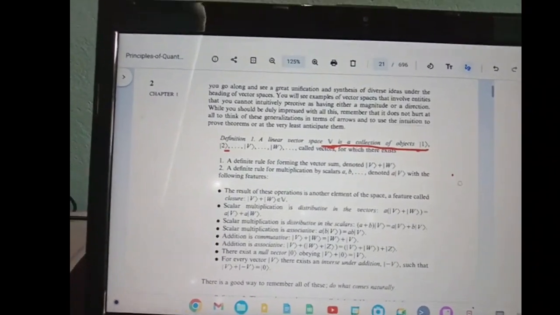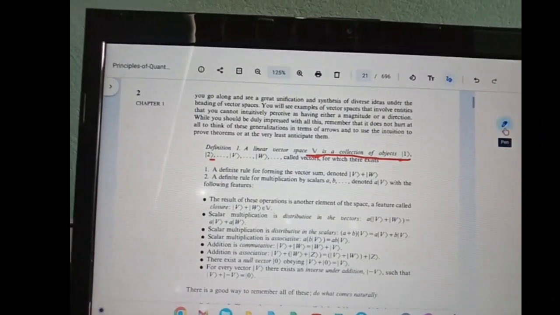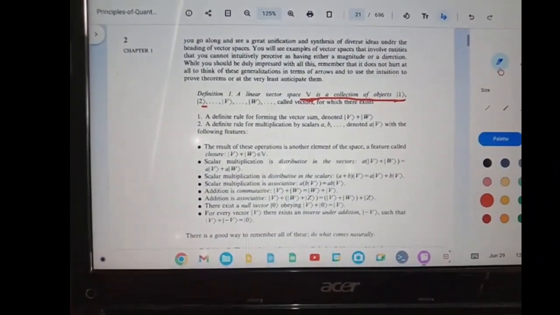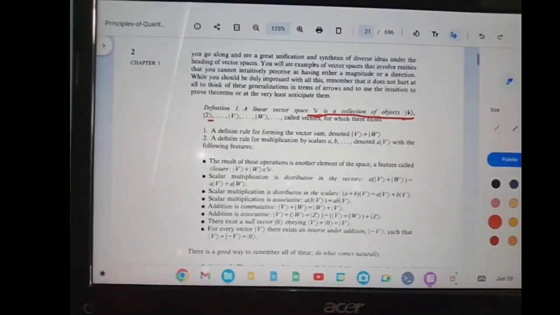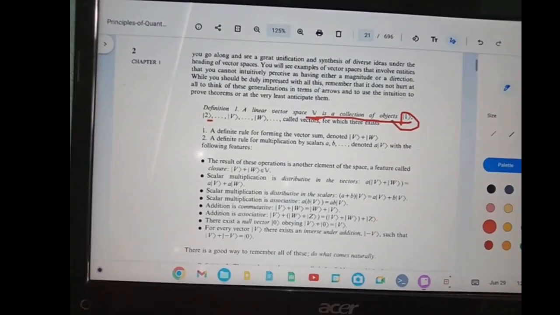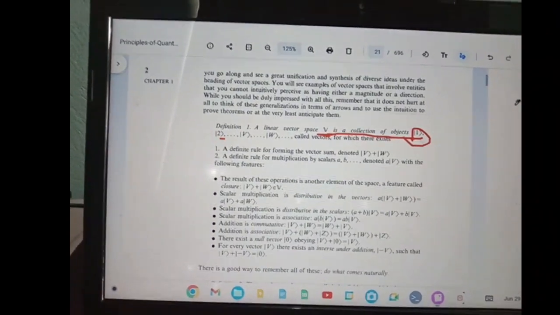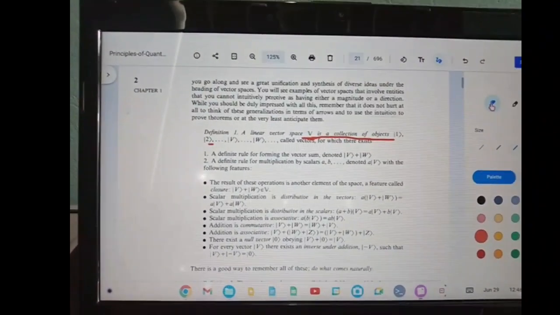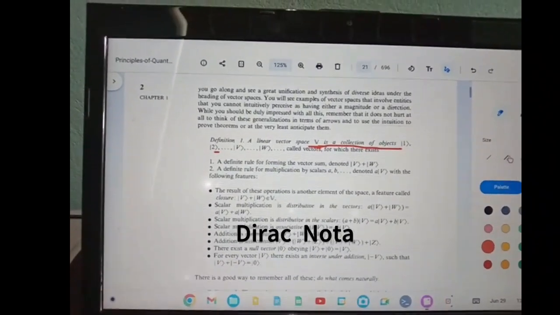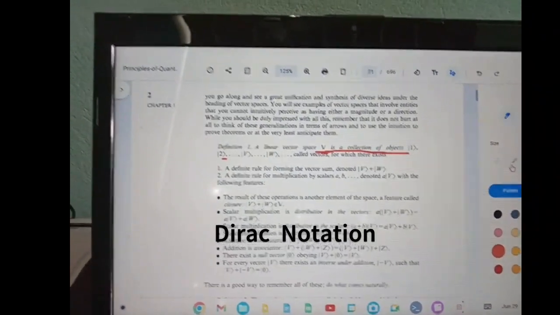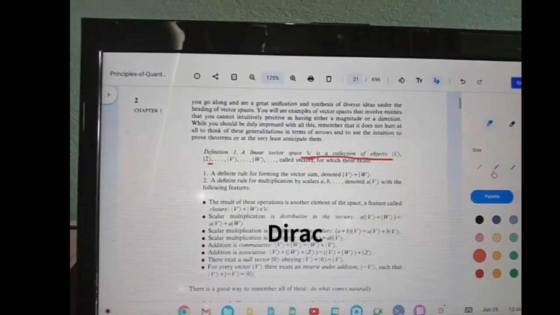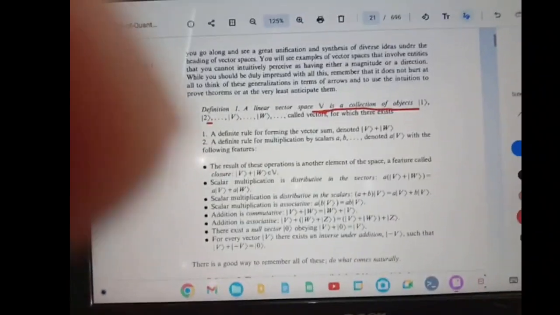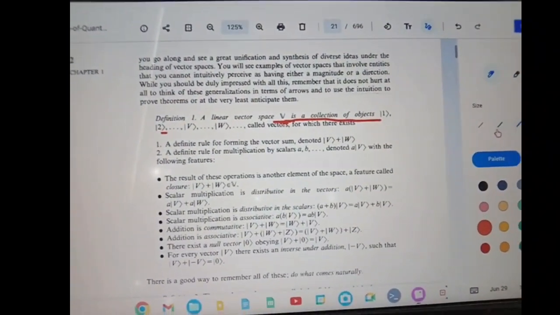But in quantum mechanics we denote a vector by this symbol. It is called the Dirac notation. It was the physicist Dirac who gave this notation.